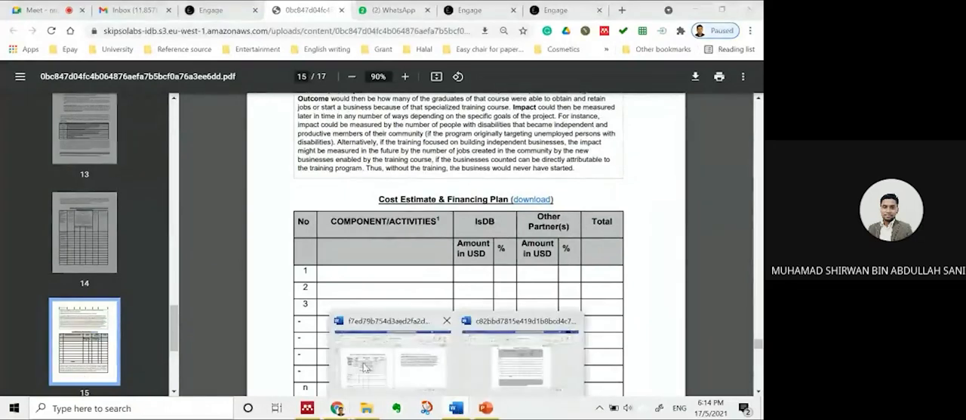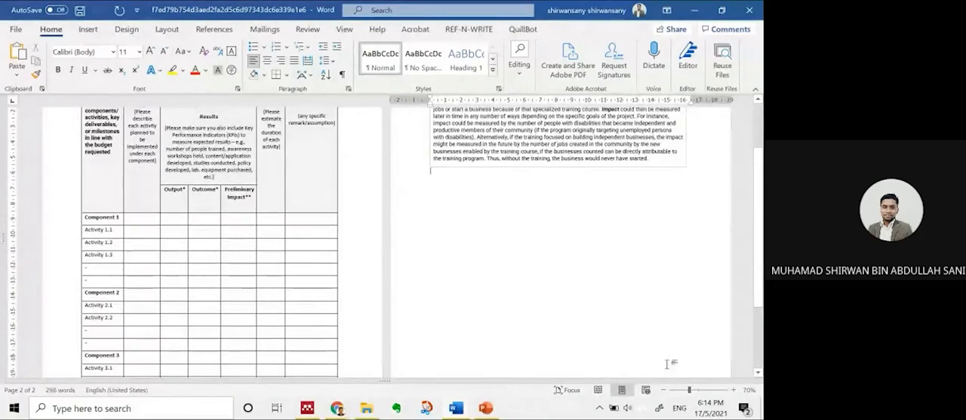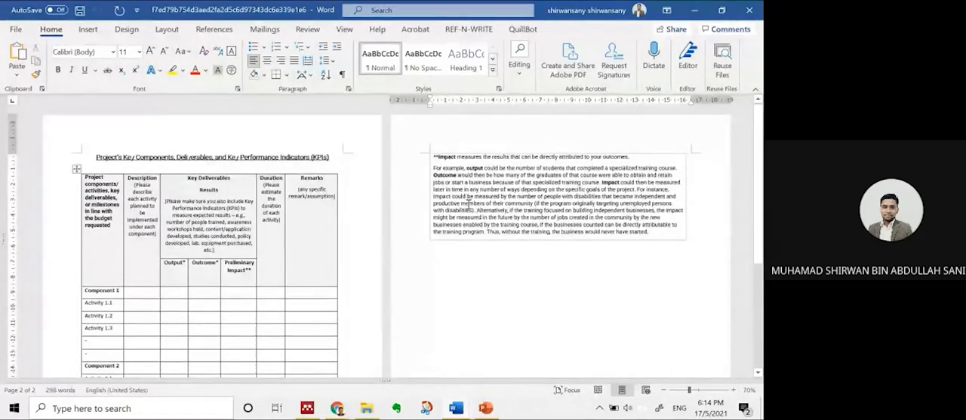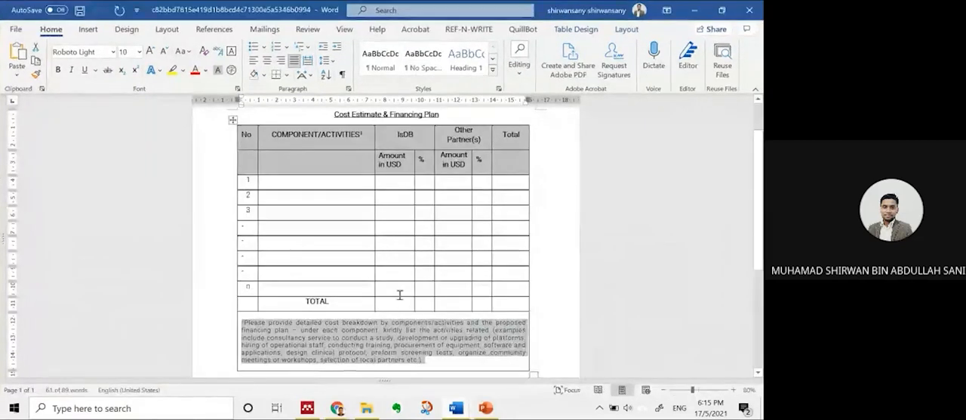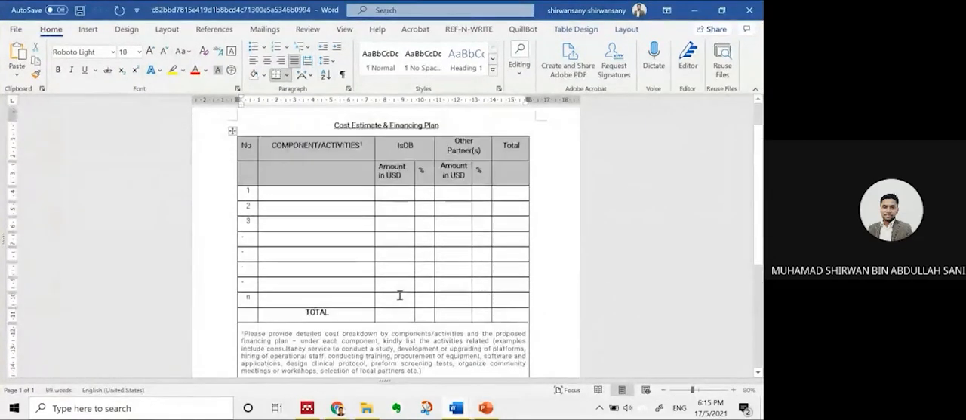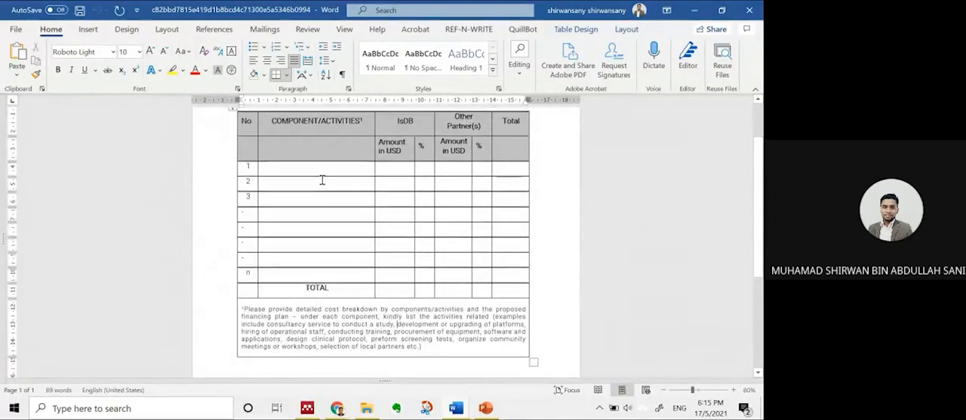So this is the template. Fill in this template. The good thing is this template has been improved compared to my session in 2019. They even show you the definition and how to fill in this table. You are very lucky because they provide detailed information. Even on the cost estimation, they provide details on what you should fill in, the similar component or activity that you can fill in the table.